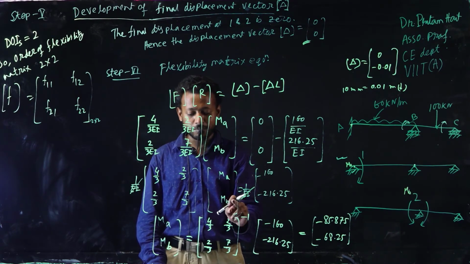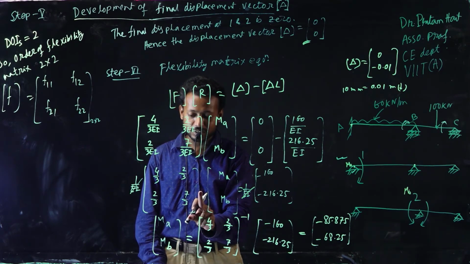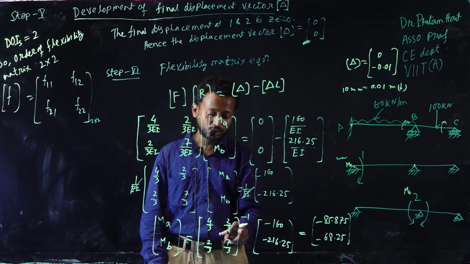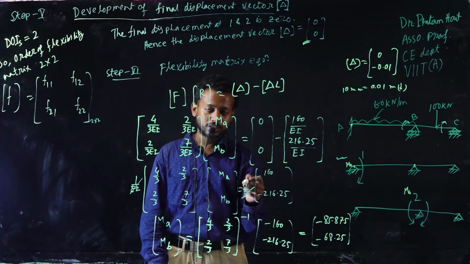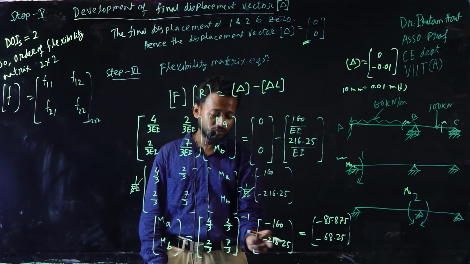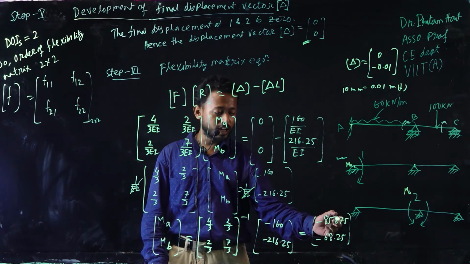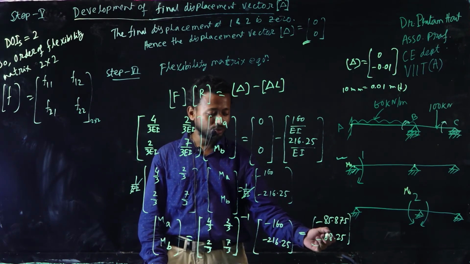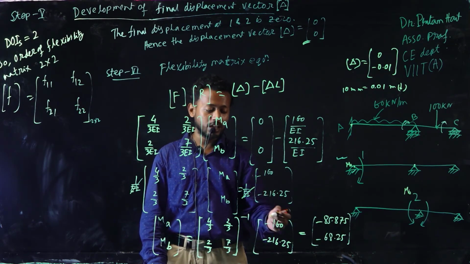MA and MB I have written here, and I will bring this matrix to the right side. So you have to write this matrix inverse. So this matrix inverse into this matrix will give you this value. So MA equals minus 85.875 and MB equals minus 68.25. So in this way you can calculate the MA and MB.